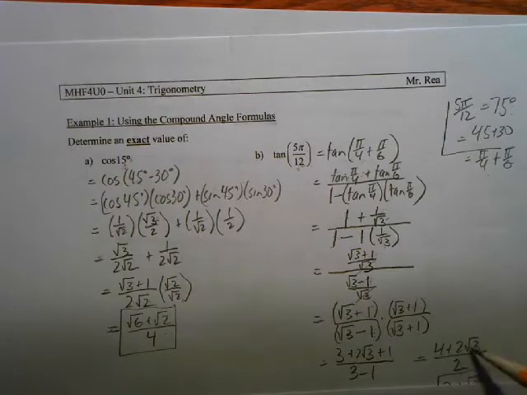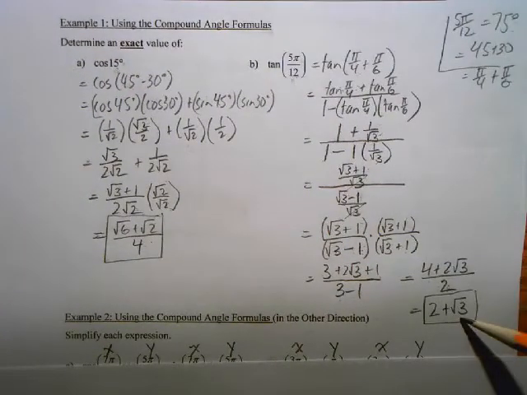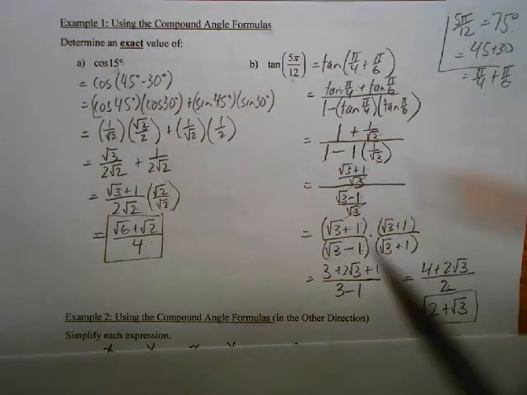And then you can see, well, I got every term here I can divide by 2. So if I divide the top by 2 and the bottom by 2, I get 1 on the bottom and then just 2 plus root 3. So this is the exact value of tan of 5 pi by 12.